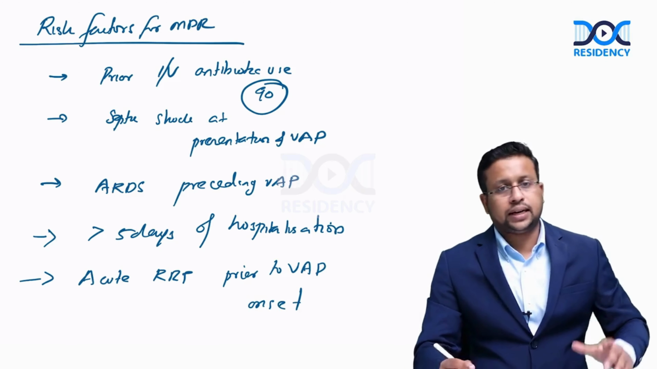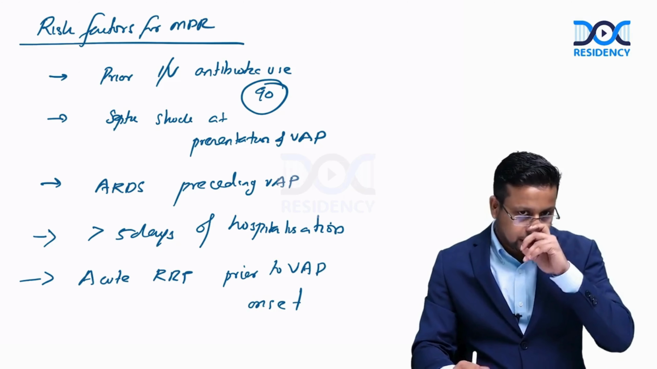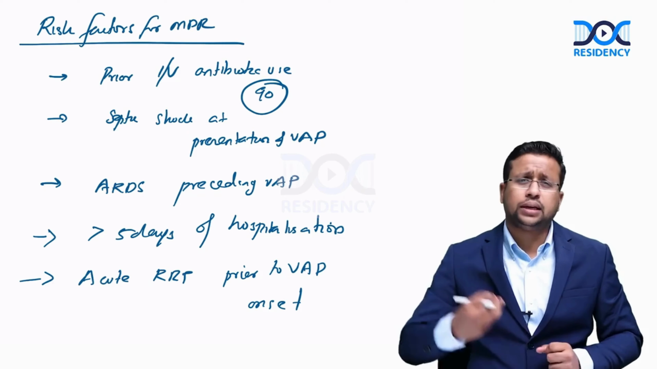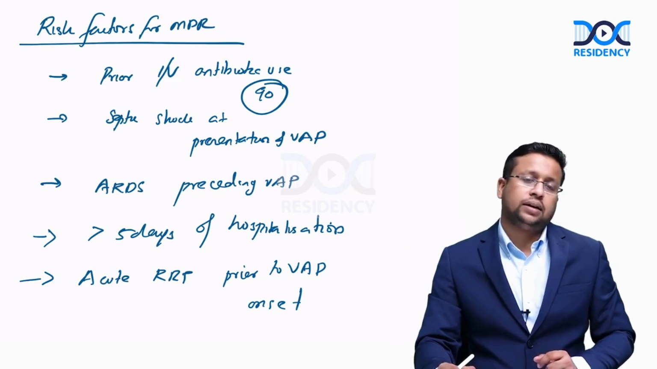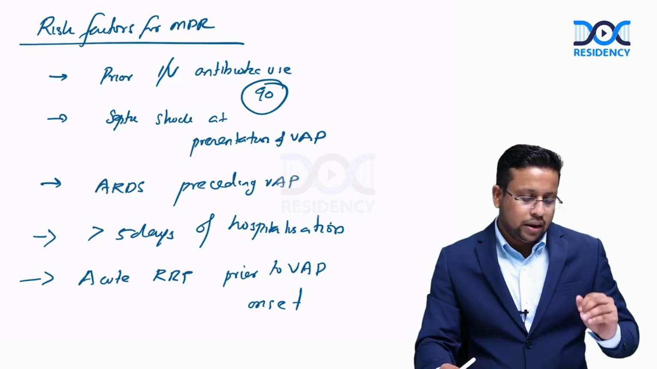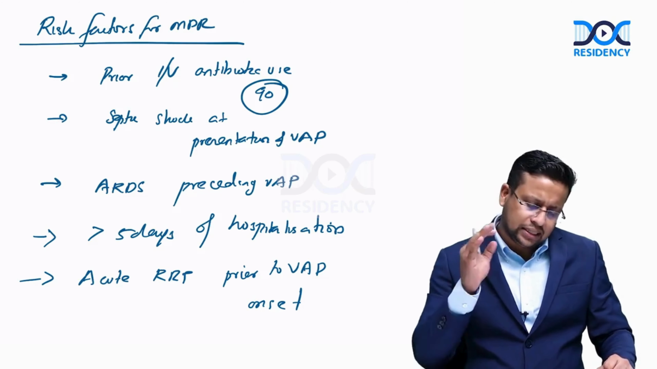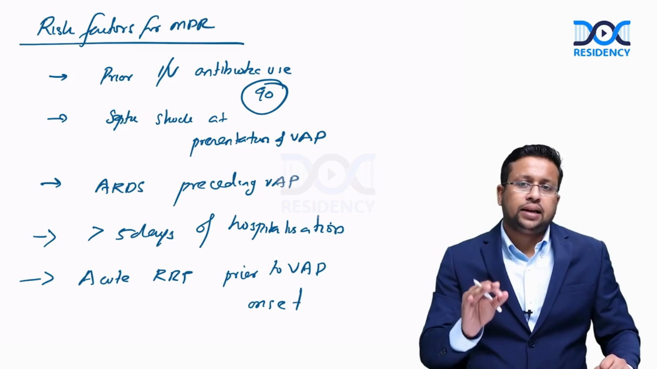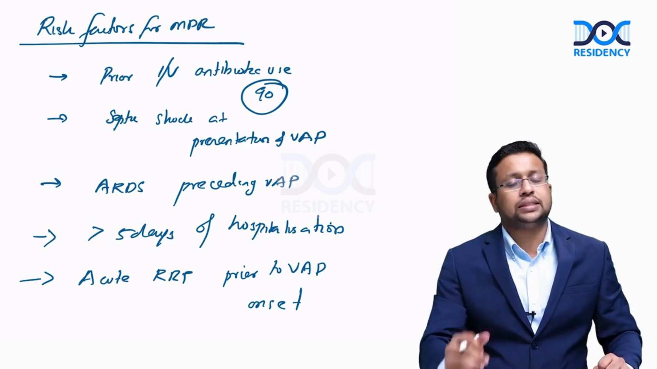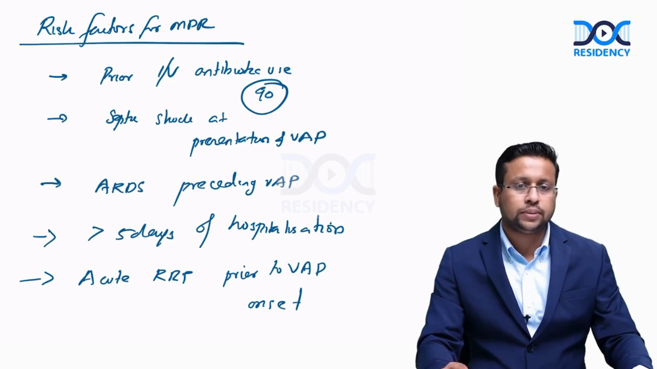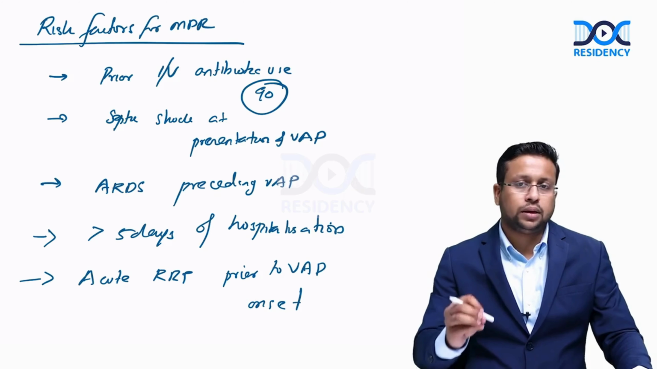So, if any of these factors is there, there is a risk that the patient is having a VAP due to an MDR organism. Intravenous antibiotic use is the most important risk factor for MDR VAP. Now, most of our patients who develop VAP would have received antibiotics, and that is the reason why I say that most of the VAP in our country is due to multi-drug resistant organisms, and it has to be treated as multi-drug resistant organism causing VAP.